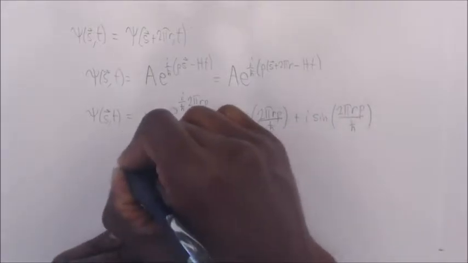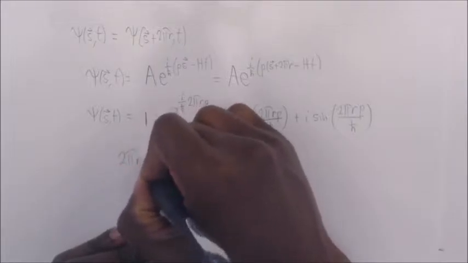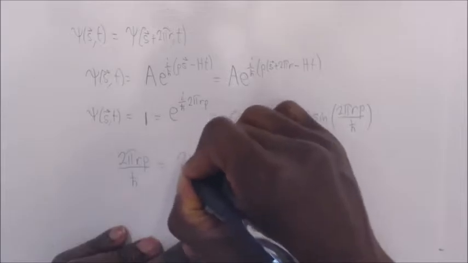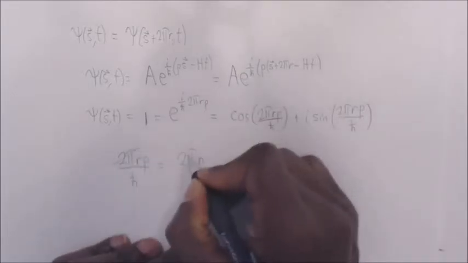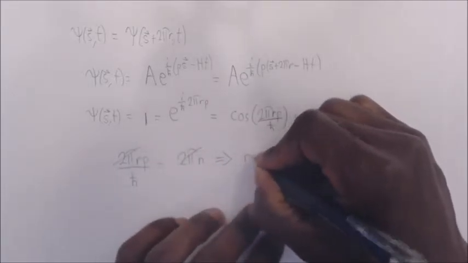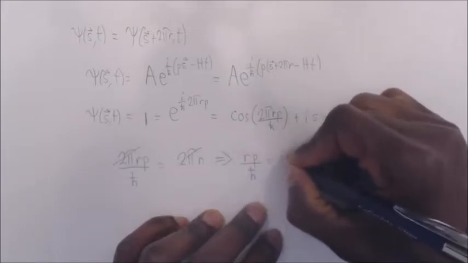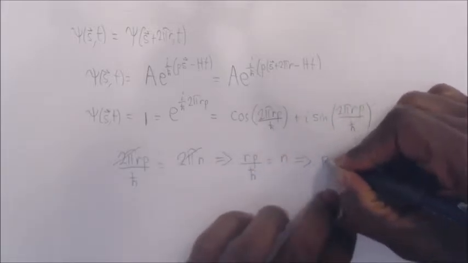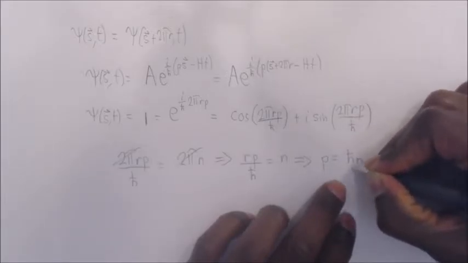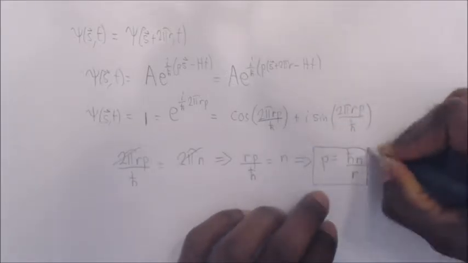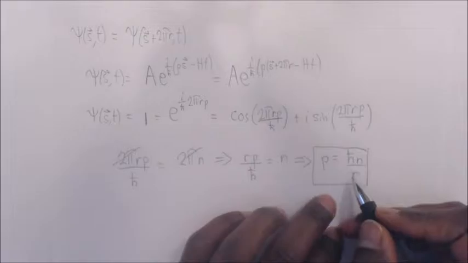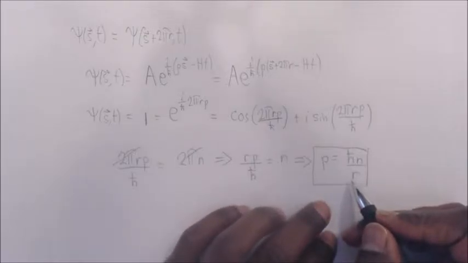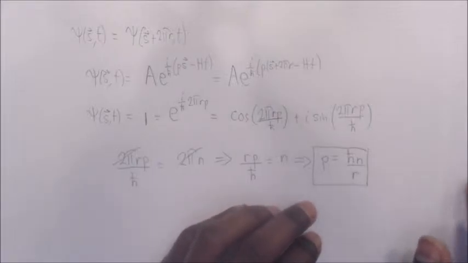So we can say now 2 pi r times p over h bar is equal to 2 pi n, where n is some integer. So now if we divide by 2 pi, we get r times p over h bar is equal to n, which implies then that p is equal to h bar times n over r. So these are the possible values for the magnitude of the momentum. However, the Heisenberg uncertainty principle means that the momentum can never be exactly 0, so n must be an integer that's greater than or equal to 1.